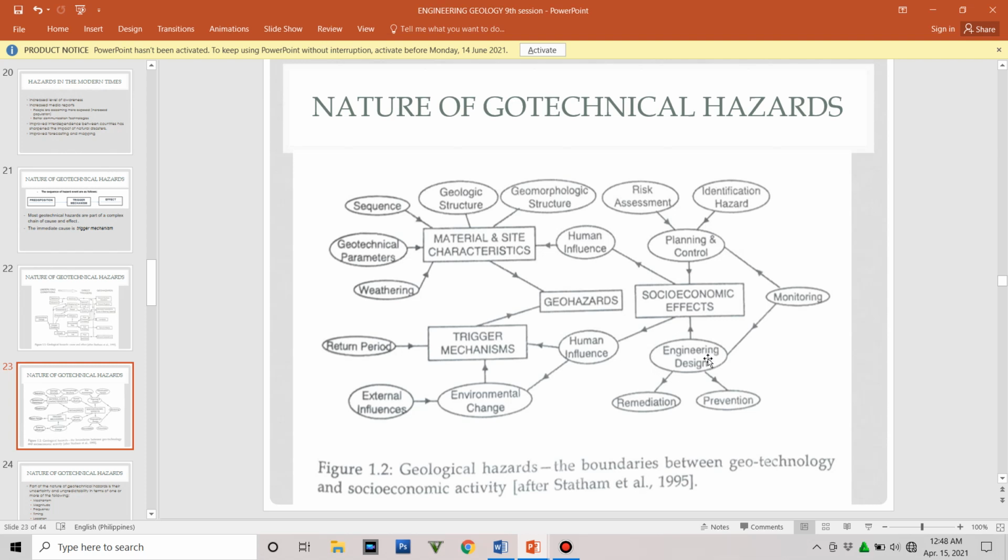So, sa engineering design, it could be a solution or remediation sa mismong hazards, or if it is not economically feasible, you can prevent it. Okay? Then that could be supported by monitoring, because from monitoring we can generate important data that could be a good basis in the engineering design. Okay.